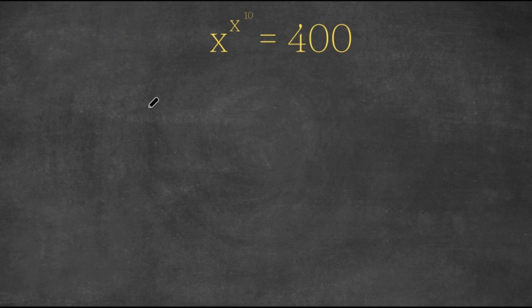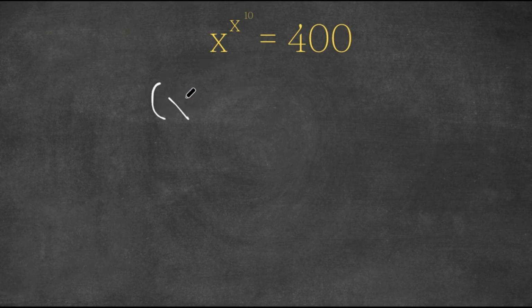In today's video, I'm going to be teaching you guys how to solve this exponential equation. So we have x to the power of x to the power of 10 is equal to 400. Now what I'm first going to do is I'm going to take the power of 10 on both sides.